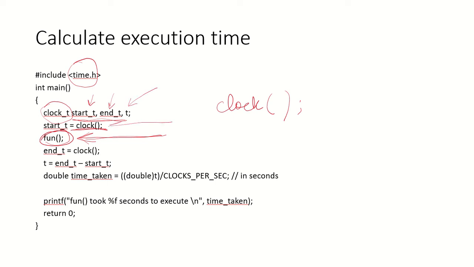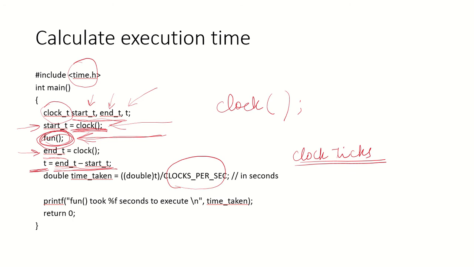At this particular instance, we note the clock time, and that is the start time. Then the function is called and run, and just after the function returns, we note the time again into a variable called the end time. So what is the total time that elapsed for execution of that function? End time minus start time. This is only the clock ticks that have happened, that means the clock pulses. To convert that into seconds, we divide it by the frequency, which is clocks per second, and print the time that is taken.